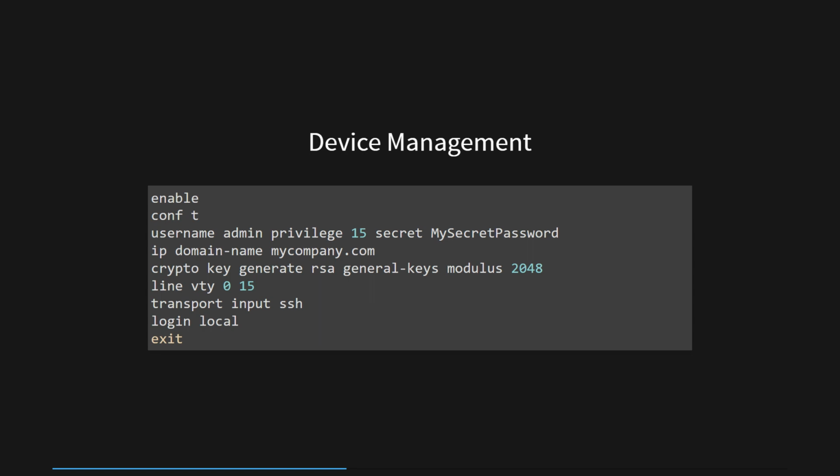To illustrate the practical implementation of secure remote access using SSH on a Cisco switch, administrators follow a series of configuration commands. First, they enable privileged mode with the enable command, followed by entering the configuration mode with conf t. The next step involves creating a local user admin with the highest privilege level, 15, and setting a secret password for secure authentication. They then set the domain name for the device using ip domain-name mycompany.com to support SSH key generation.